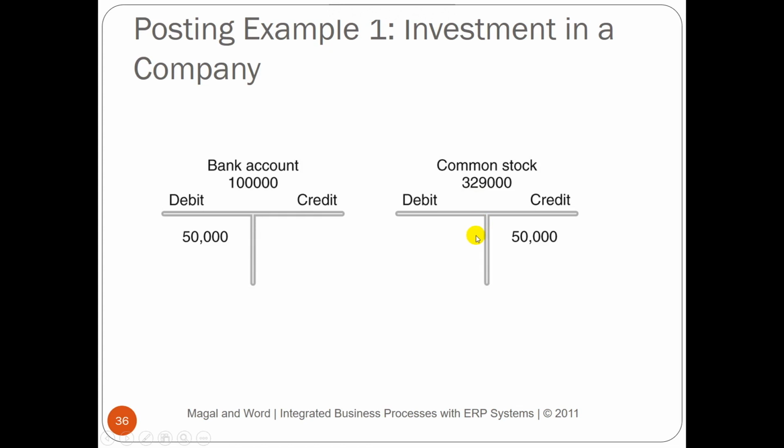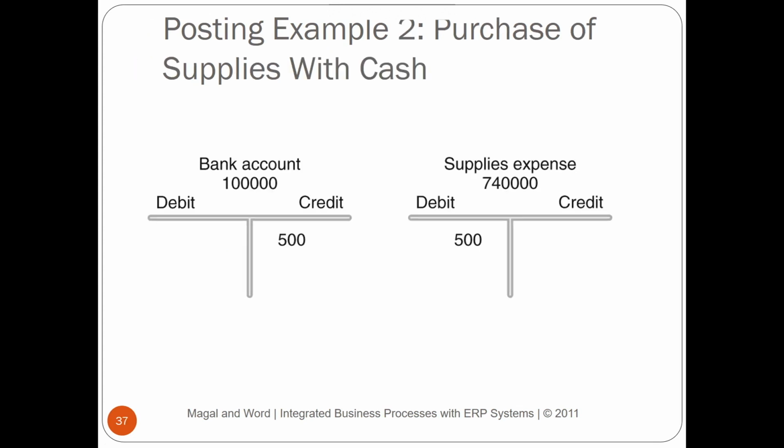The transaction will generate an increase in both accounts because the bank account is considered an asset. There will be a debit posting, while the common stock or liability will receive the credit posting. And let's consider the next example.